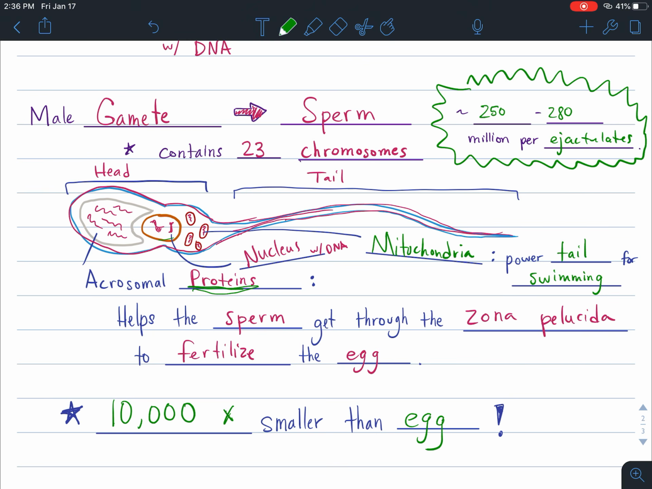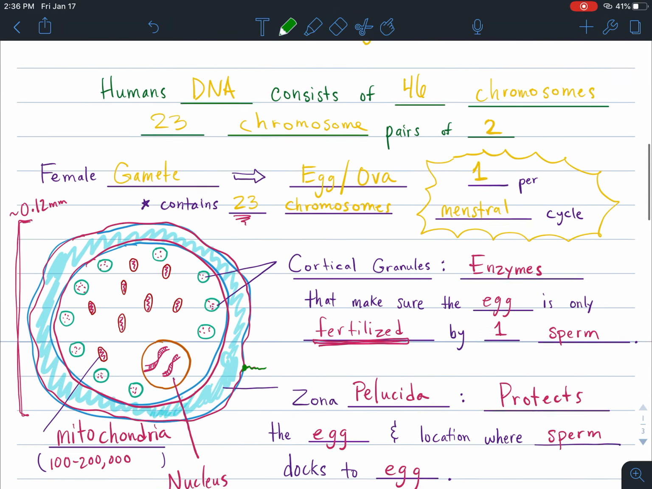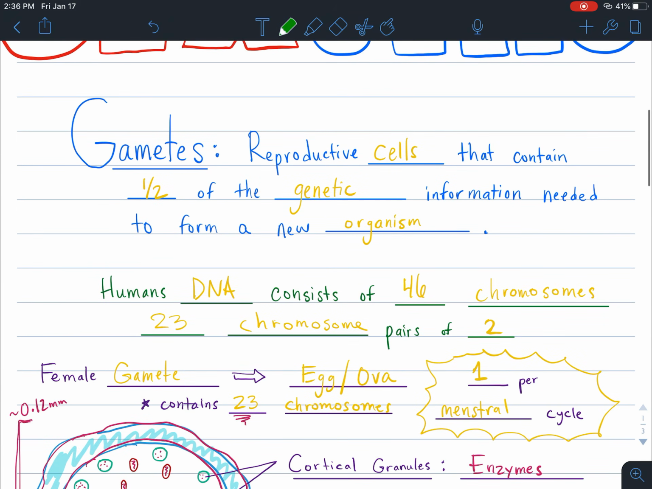So there you have it. We have our female gamete and our male gamete. When they come together, each of them is going to drop off 23 or contain 23 chromosomes. That when they're combined, you have a total of 46 chromosomes, which is what is necessary in order to have a complete human DNA. So there you have it.